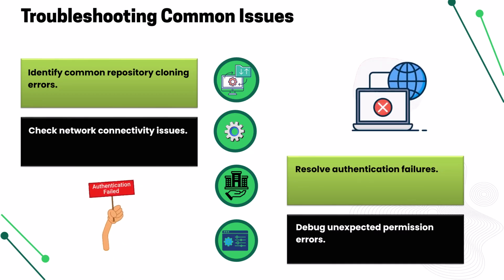The inevitable troubleshooting phase. Cloning errors. They're not always your fault. Network issues. Maybe your Wi-Fi decided it needed a break. Authentication failures. Time to revisit those credentials. And if permissions aren't working, well, nothing a little debugging and permission tweaking can't fix.